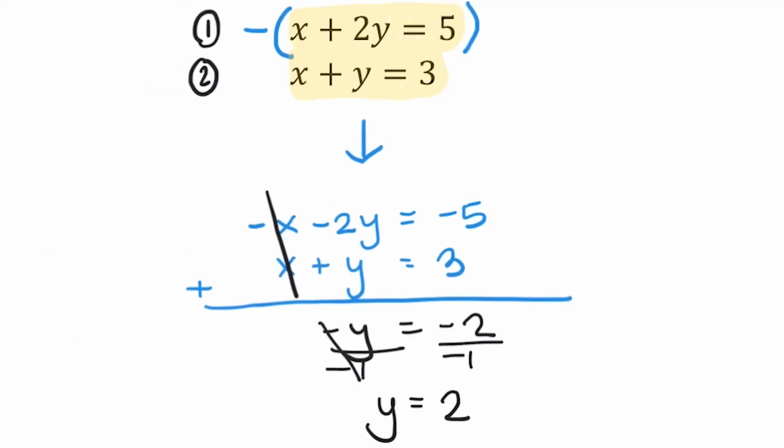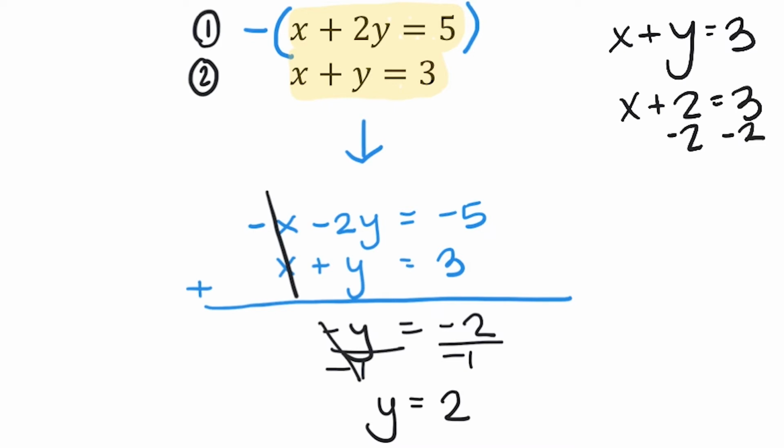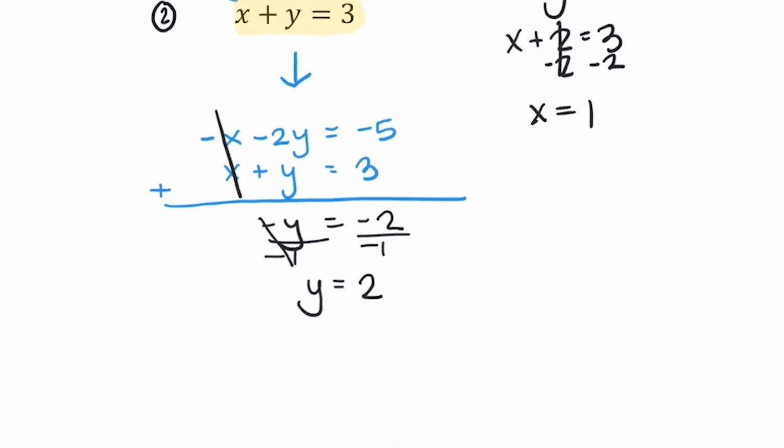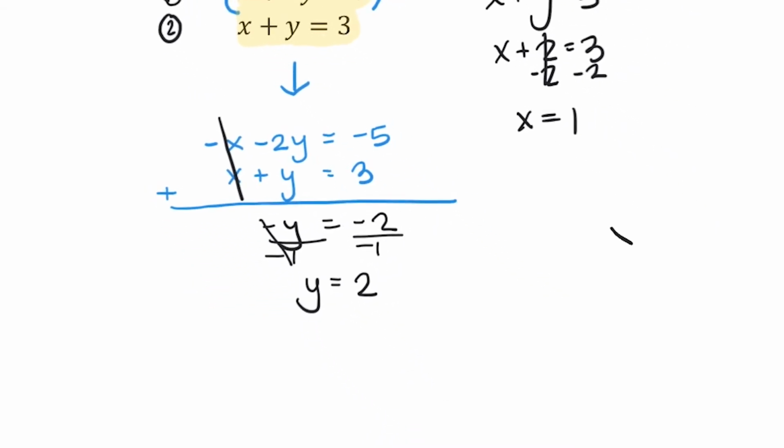So if I use the fact that x plus y is equal to 3, and y is 2, that means x plus 2 equals 3. So subtracting 2 to the other side, x is 1. So the solution to this system is x equals 1, y equals 2.